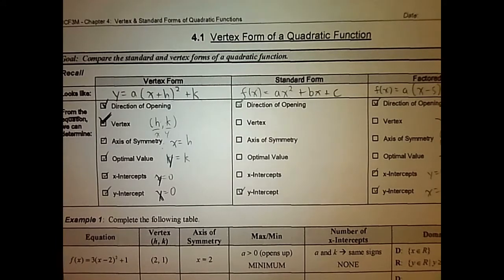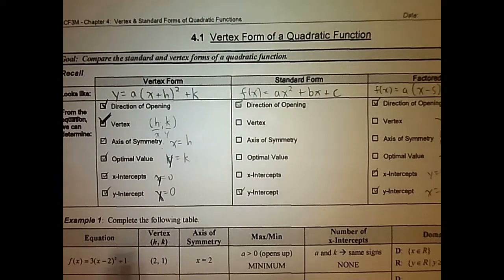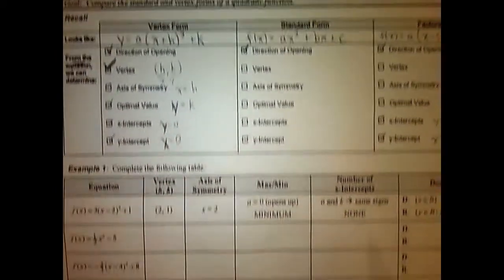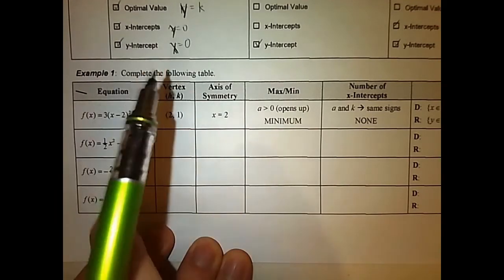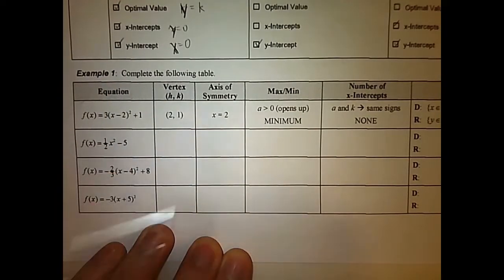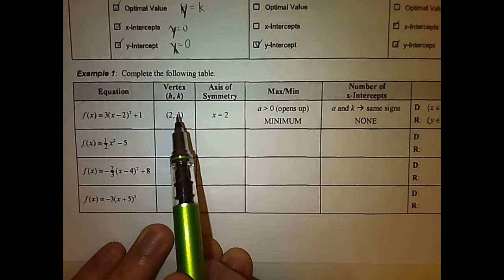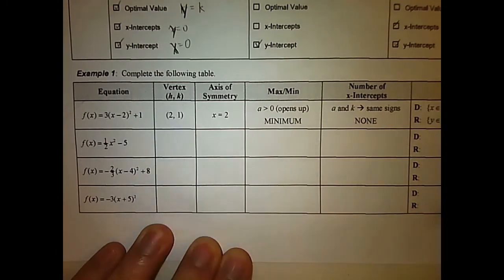So we are going to complete the following table in example 1 here. We're going to find all this stuff from vertex form. So equation 1. All right, so vertex, remember, is h and k. So I'm just going to write that just above it.